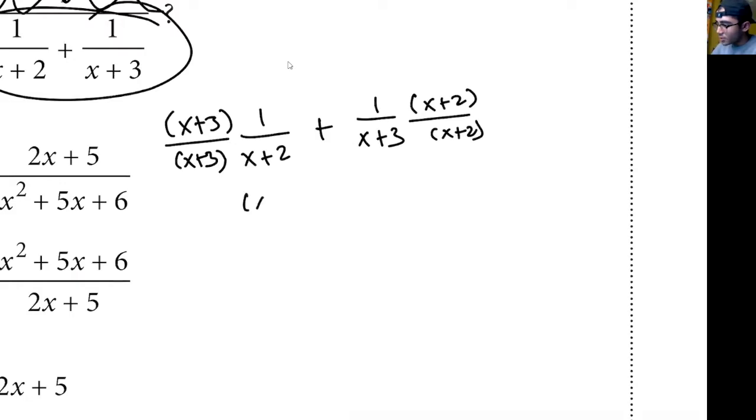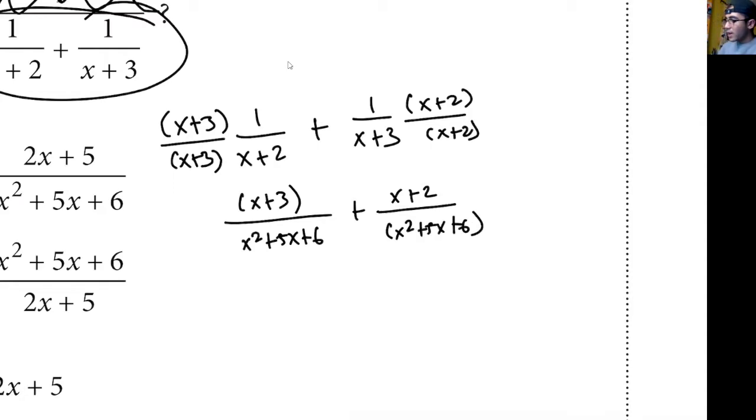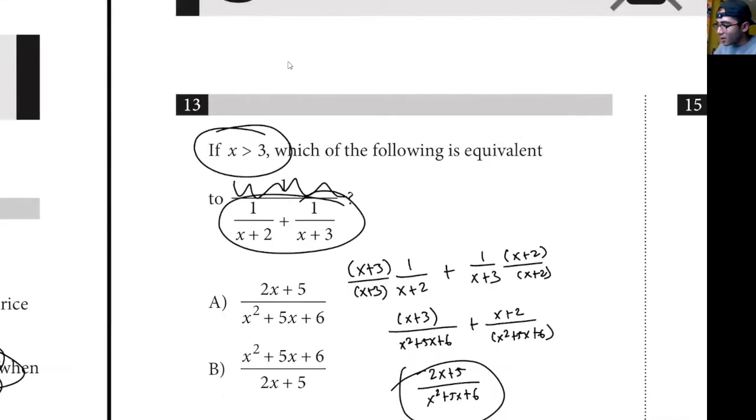Okay, so we have x plus 3 over x squared plus 5x plus 6 plus x plus 2 over x squared plus 5x plus 6, right? And now that we have the same denominator here, we can combine these two together. So then we're going to get 2x plus 5 over x squared plus 5x plus 6, right? But remember, we're not done yet. We cannot forget about the 1 at the beginning here, right? So we have this 1 on top.